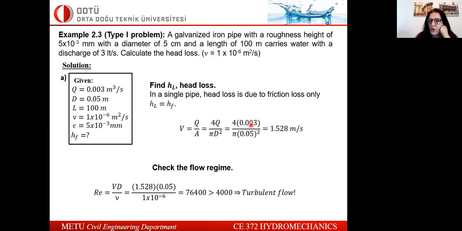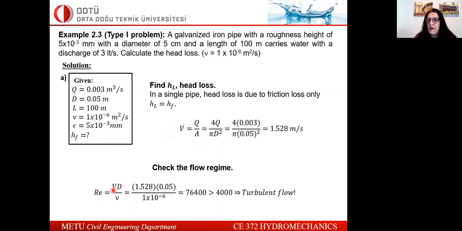Q is 0.003 cubic meters per second. Area is pi d squared divided by 4. Diameter needs to be in meters. If you make this calculation, you can find that the velocity is equal to 1.528 meters per second. Knowing this velocity, I can calculate the state of flow by calculating the Reynolds number.